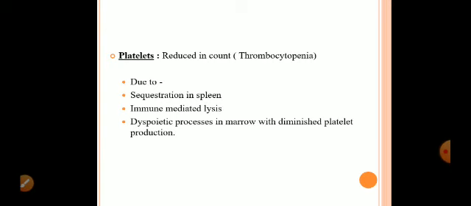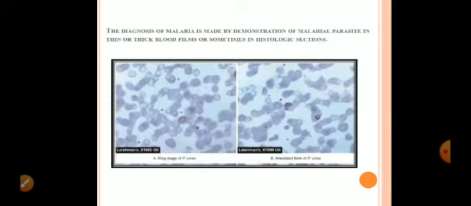Platelets: there is a reduction in platelet count, which is known as thrombocytopenia. Causes for thrombocytopenia in malaria are sequestration in the spleen, immune mediated lysis, and a dysplastic process in the marrow with diminished platelet production.